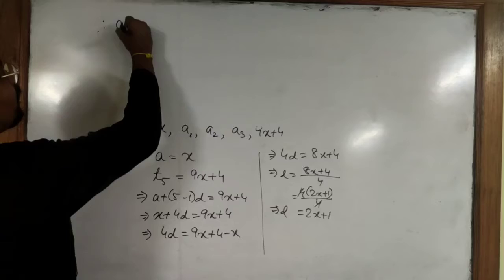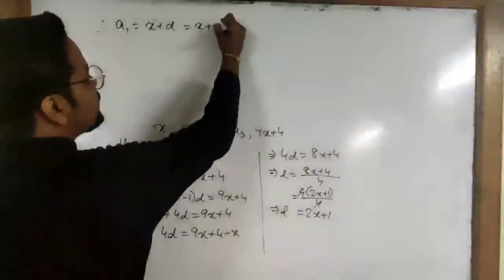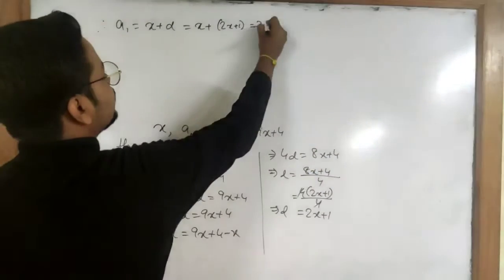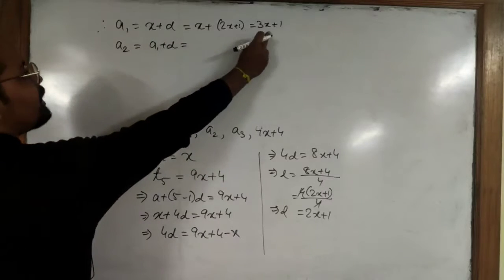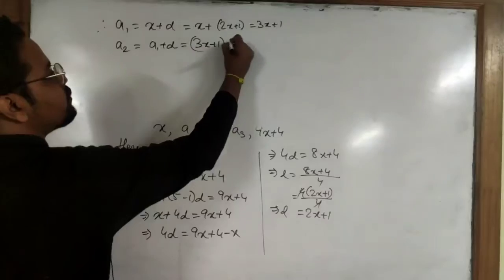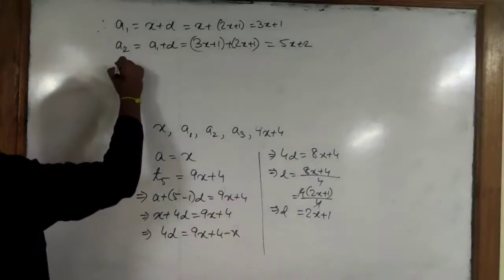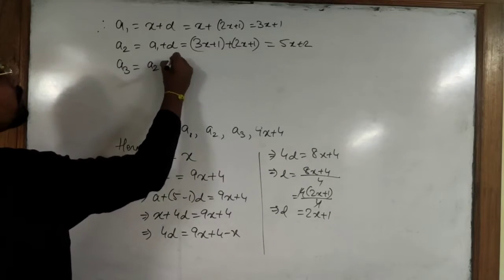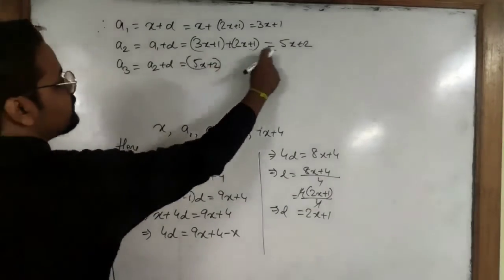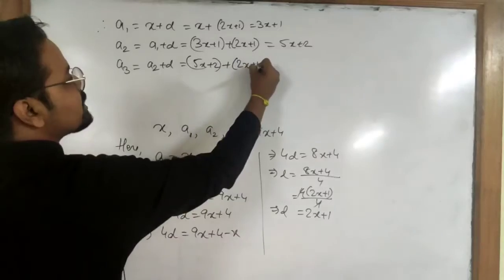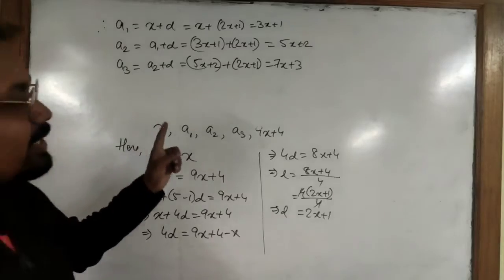So A1 will be equal to x plus the common difference. So what is it? x plus 2x plus 1, so it will be 3x plus 1. A2 will be equal to A1 plus d. A1 is 3x plus 1, and with this we add 2x plus 1, which will be 5x plus 2, right? And A3 will be equal to A2 plus the common difference. A2 is 5x plus 2, plus the common difference 2x plus 1, which becomes 7x plus 3. So that is how we find the arithmetic means.